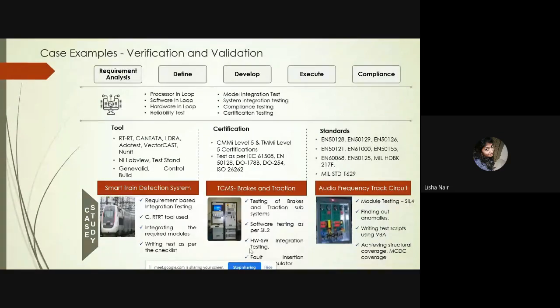These are the pictures of the simulation benches that we worked on. The brake and traction is a critical system in a train, because if the brakes fail, the train could cause an accident. So this is considered a critical system, and we were involved in the hardware integration and software testing of it, even in the development, as you saw in the previous slide.